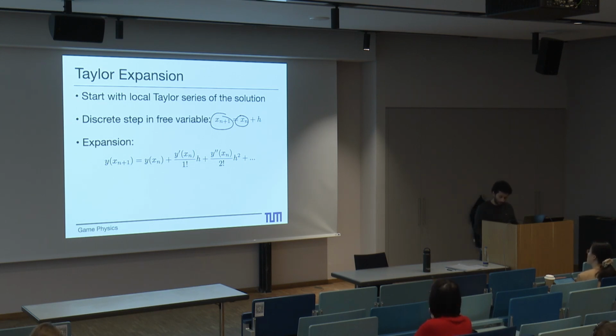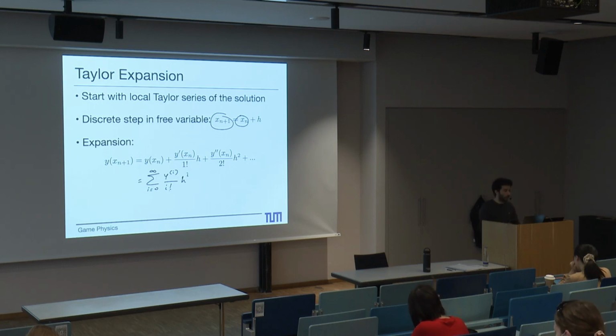Taylor expansion is written in this form, and in the general expression, this is actually an infinite sum, in which we are computing the ith derivative divided by i factorial, and the step size to the power of i. So this representation is exact only when we are considering all the elements in this sum. So we have an infinite amount of terms that we need to sum.